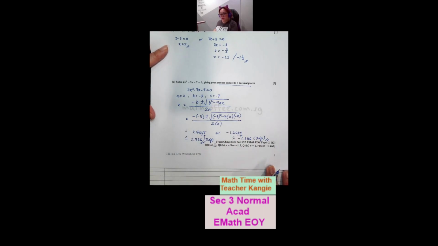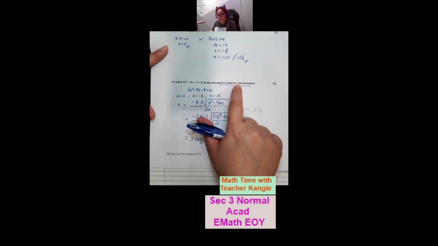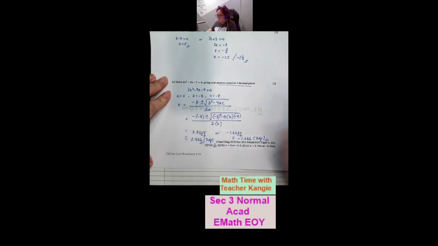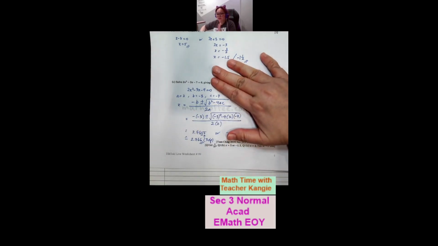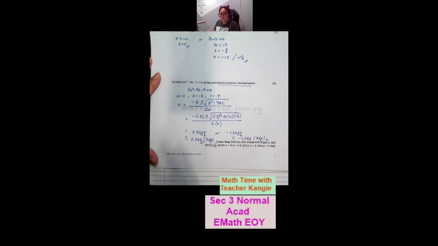I thought it's supposed to be 3SF. Hello, read the question. It says giving your answer correct to 3 decimal places. Yes, you are right if they never mention anything. If they never mention anything, by default, the answer is rounded off to 3SF. But please always make an effort to read the question and see whether they request 2 decimal places, 3 decimal places, or 4 decimal places. Understand?